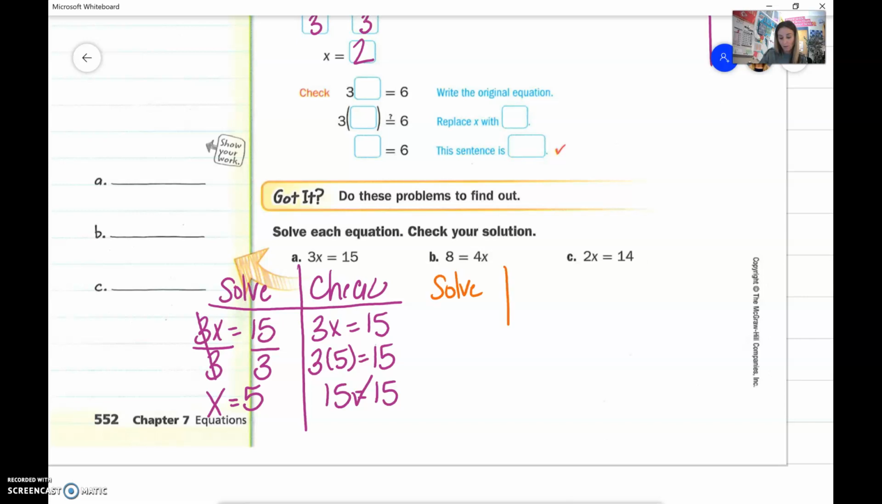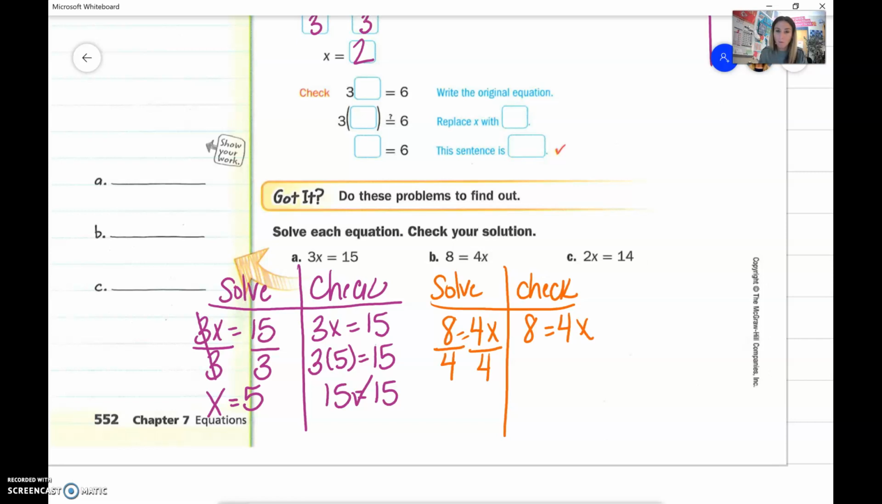Solve, T-chart, check. I have 8 equals 4x, 8 equals 4x. Now, it doesn't matter if my variable's on the other side of the equation. I still need to isolate that variable. So whatever I do to one side of the equation, I'm going to do to the other. So it doesn't matter what side that variable is on. If I'm multiplying by 4, the inverse operation or the opposite operation would be dividing by 4. Whatever I do to one side, I have to do to the other.